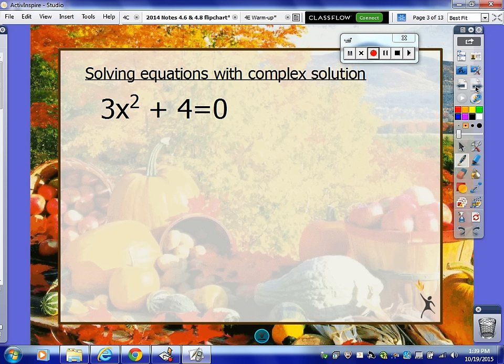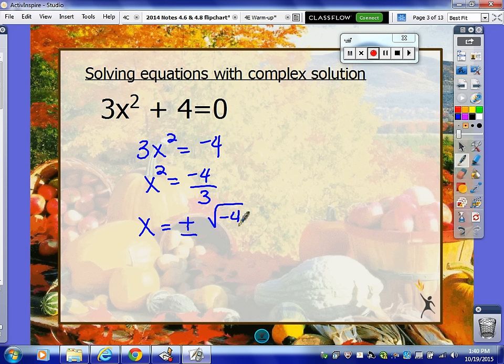Let's solve it now. Because there's only one x squared term, we can isolate our x squared term. So we're going to get 3x squared equals negative 4. Divide by 3. Square root both sides. Now here again we have two solutions. We've still got to remember to have our plus or minus. So we're going to have the square root of negative 4 over the square root of 3. Let's simplify this. From our unit 1, we learned that the square root of negative 4 is 2i over the square root of 3.